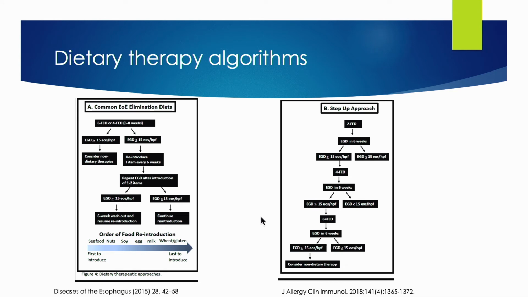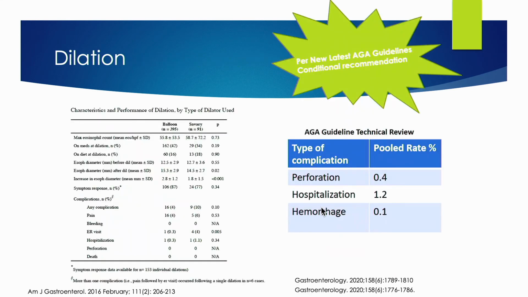The other approach is what we call a step-up approach, where you start, this is less restrictive, so patients might be more interested in it. You start with omitting the 2 most common antigens, and then the diet becomes more restrictive if the eosinophilia persists. Again, it does require multiple endoscopies.